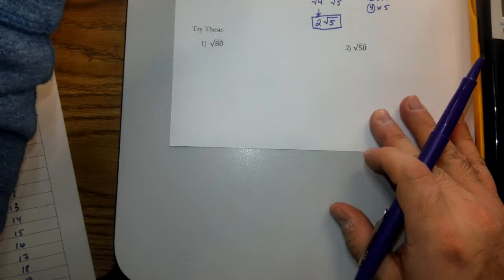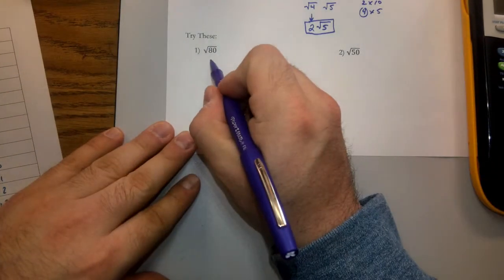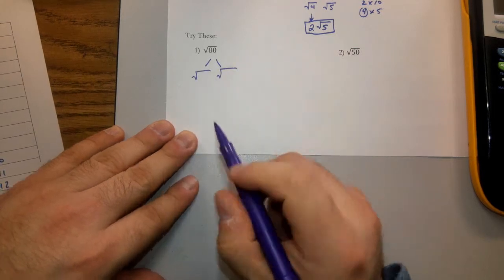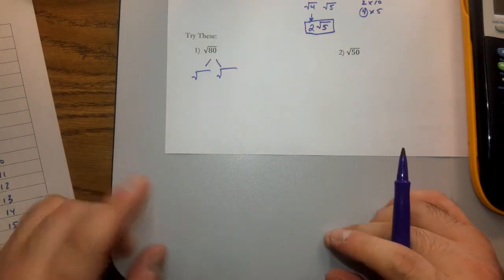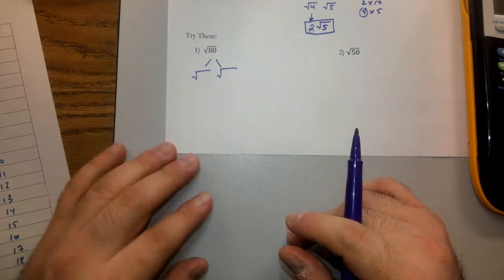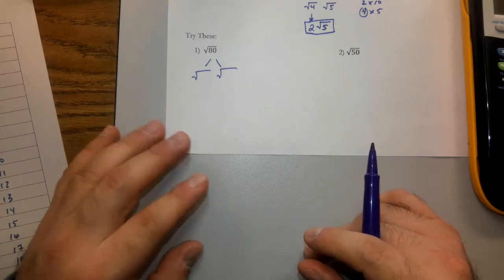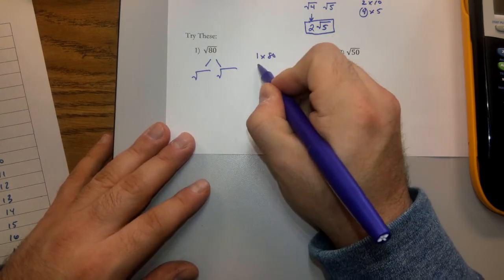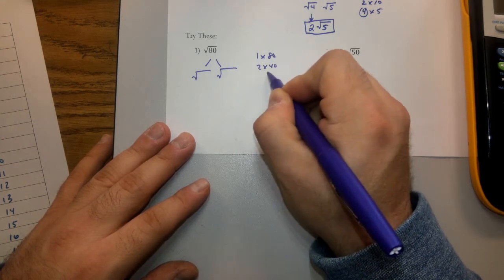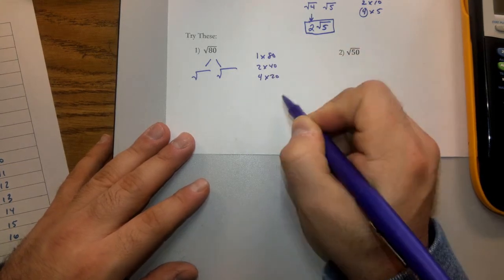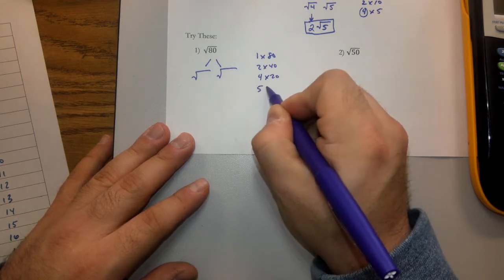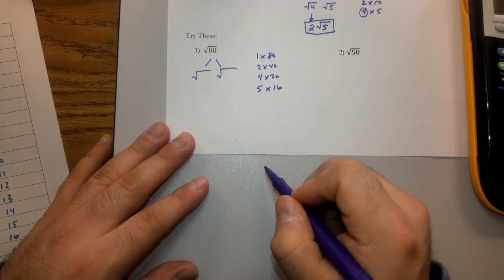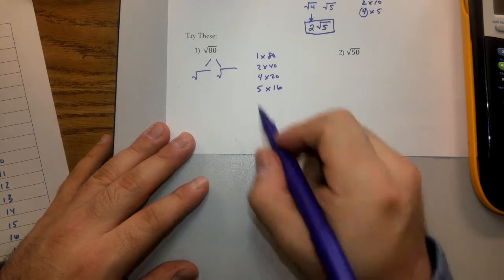So we're going to go over here and we're going to break this down into two numbers that multiply to 80. Now you're trying to choose the number that is the largest perfect square. So if you think about all of the factors of 80, I'll write them out. There's 1 and 80. There's 2 and 40. There's 4 and 20. There's 5 and 16. Let's see, 6, no, 7, 8, 8 and 10.